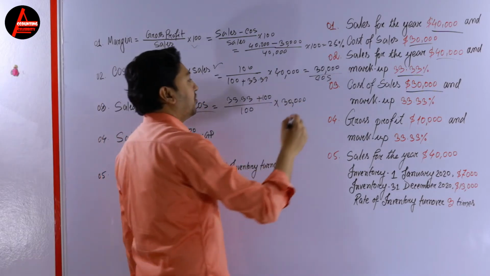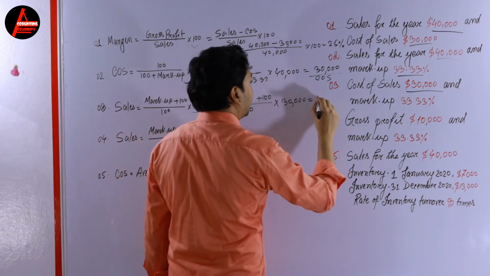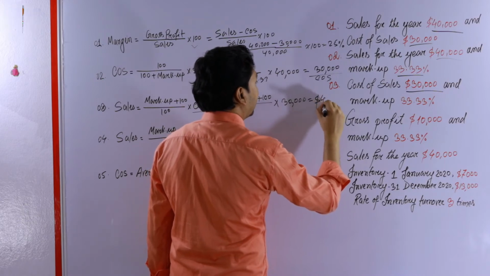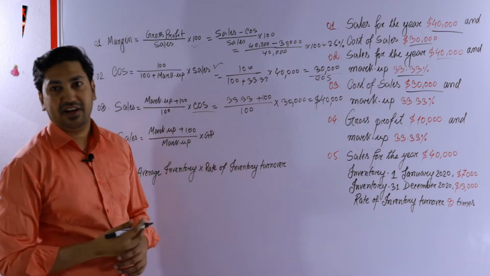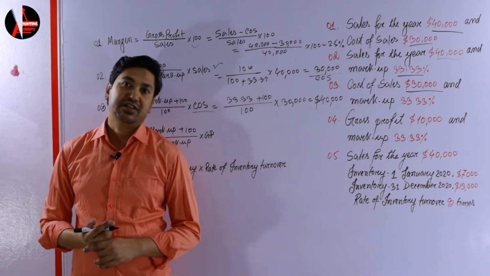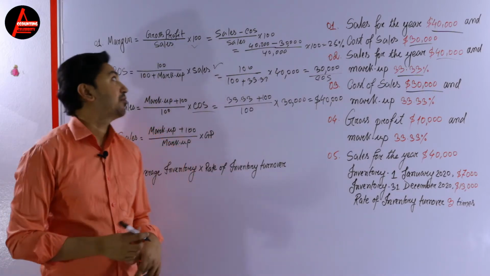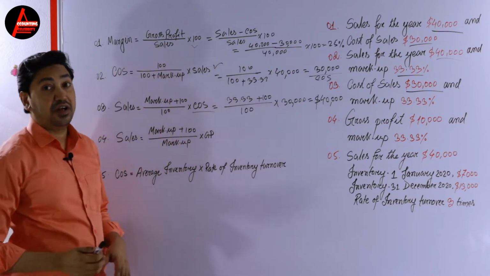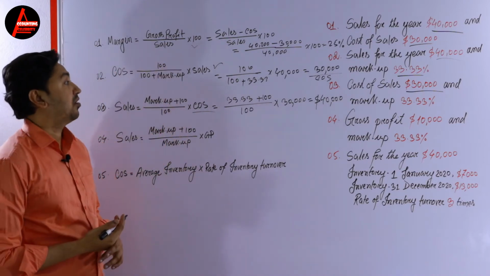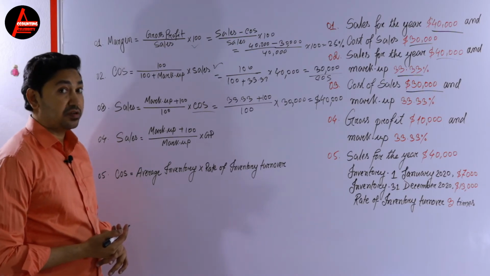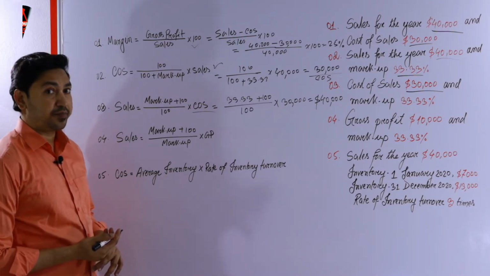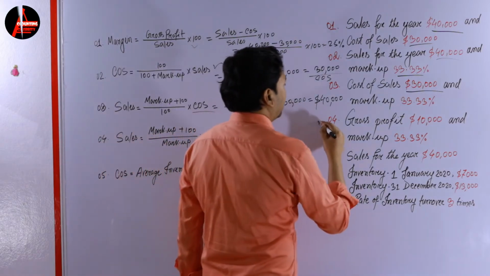Okay, now if you calculate, your sales value is $40,000. Okay, so you calculated your sales. Now you apply this formula, use this formula, you can now find your margin. Okay, it's very easy. So what about next one?